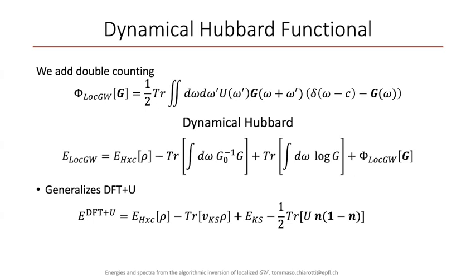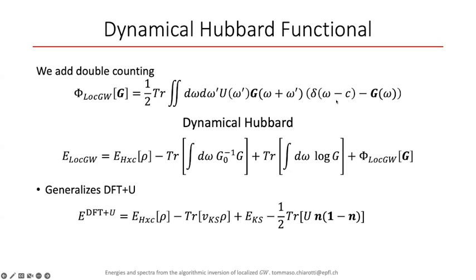But if you want to use it, you need to have a double counting term, because in the DFT functional, the interactions on the Hubbard manifold are already taken into account. So if we want to treat them at a different level, which we are with the localized GW functional, we need to subtract the DFT interactions, so the DFT contribution to the interaction. And you do this with the double counting term.